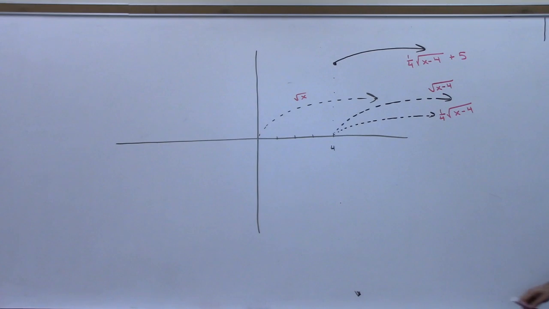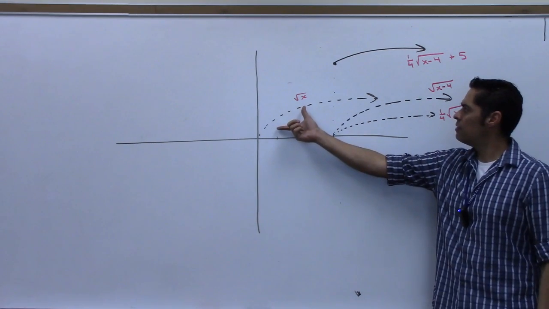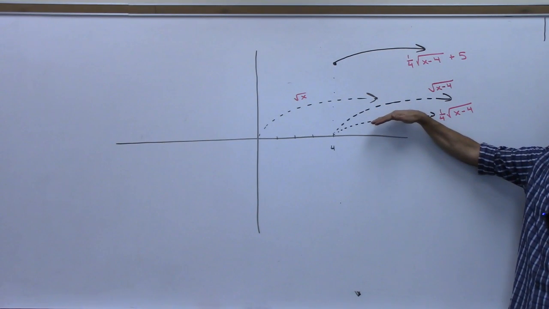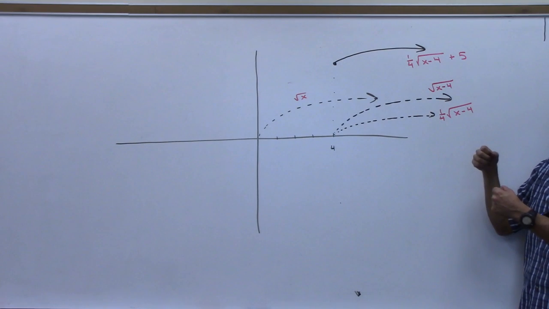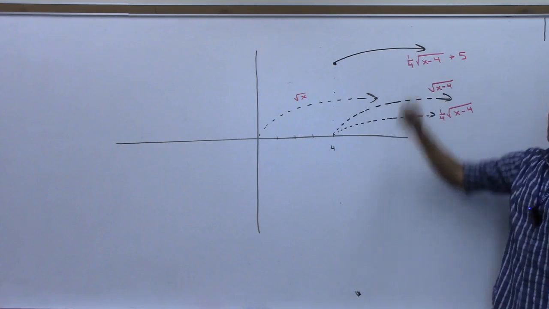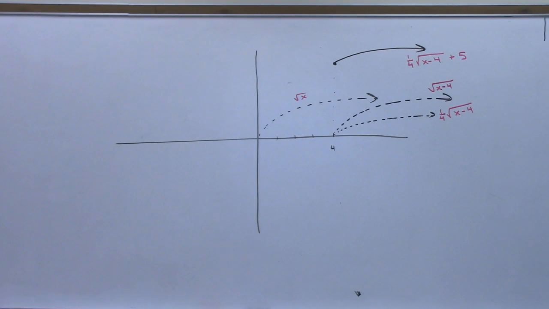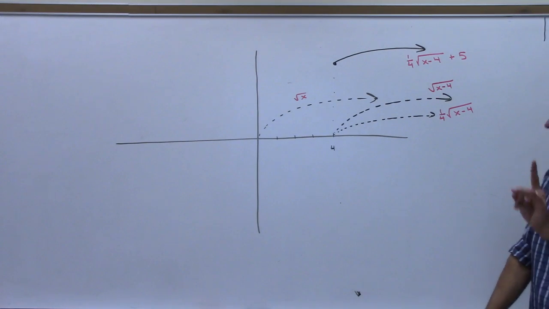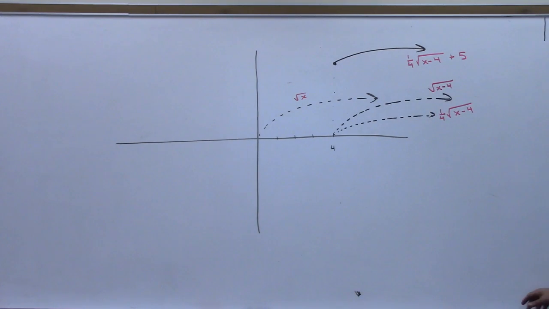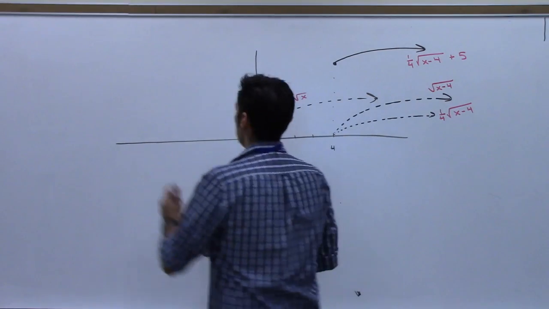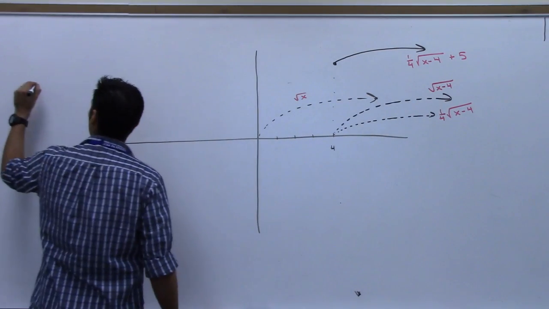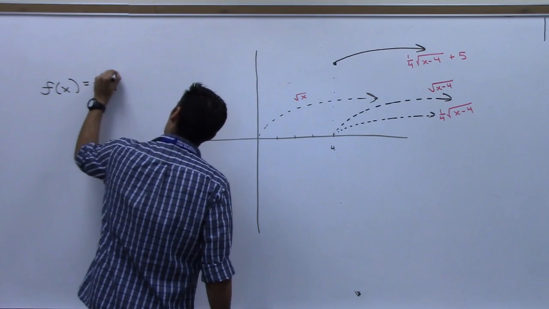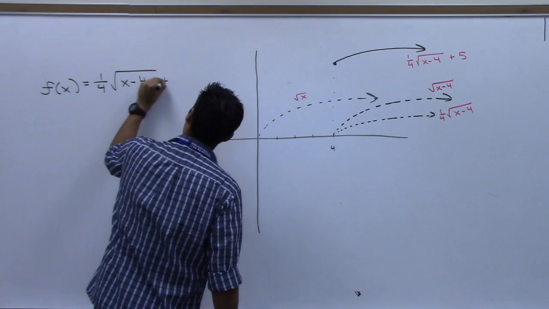There they are. Toolbox function, move to the right 4. 1/4 of it is going to vertically compress it or horizontally stretch, and then just move that whole thing up 5. Okay? That's it. All right, now things are going to get a little weirder. What I didn't tell you last time is why would you want to be able to do this quickly? Let me write down this function. It was called J up there, but I'm calling it F. F of x is 1/4 square root of x minus 4 plus 5.